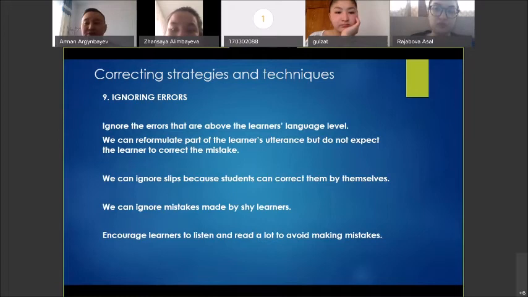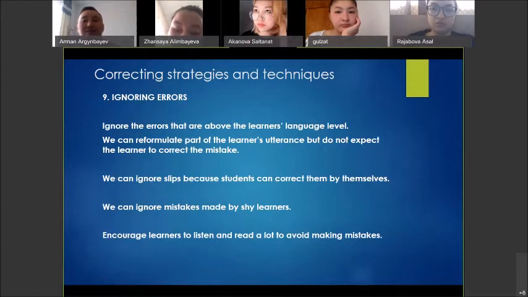For example, "where did he went?" But you know that actually a student knows "where did he go," right? It's a slip. Ignoring mistakes is also for fluency activities. Exactly, in fluency activities, you ignore errors in the beginning and then you give delayed feedback after the fluency activity.